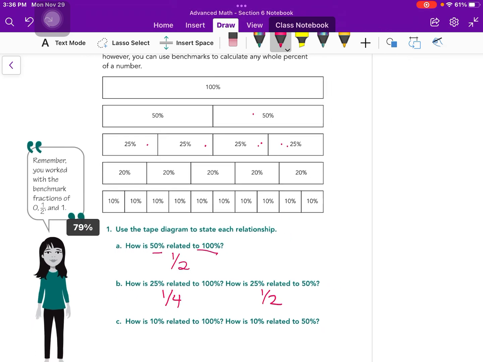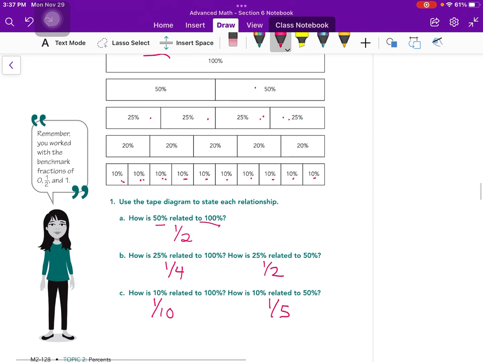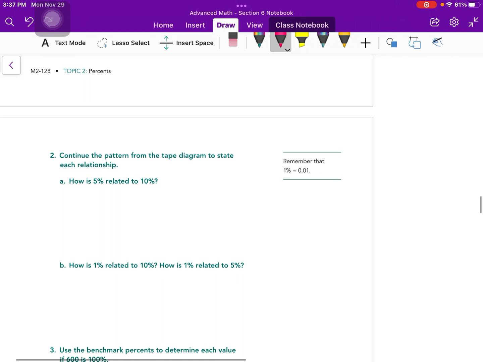How is 10% related to 100? Well, here's my 100 at the top, and here's my 10s, and there are, no surprise, 10 of them. So it is 1/10 of 100. How's 10% related to 50? Well, for 50, I need 1, 2, 3, 4, 5 of them. So 10% is 1/5 of 50. All right, let's keep going.